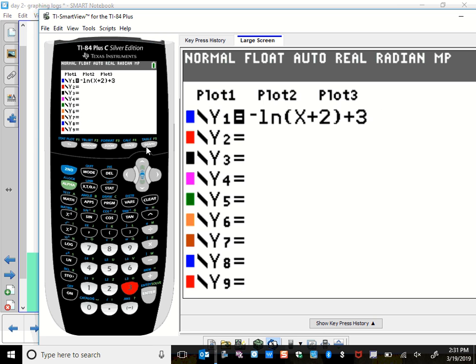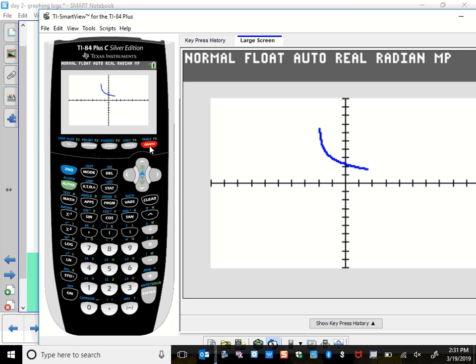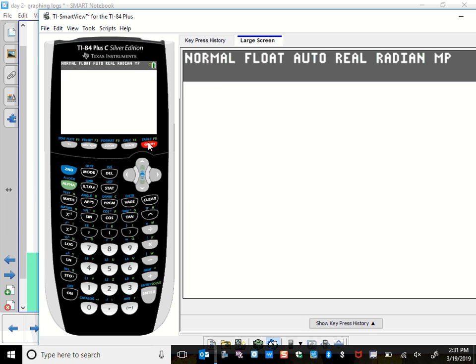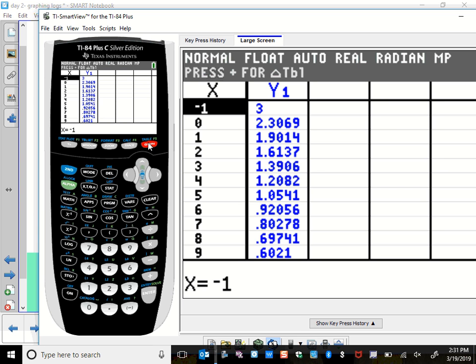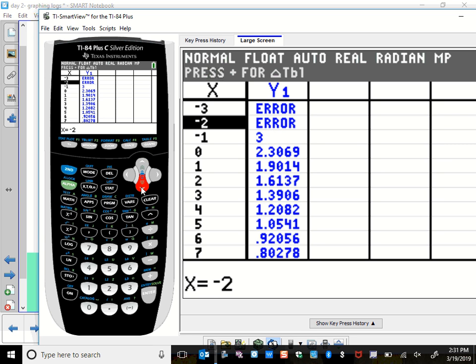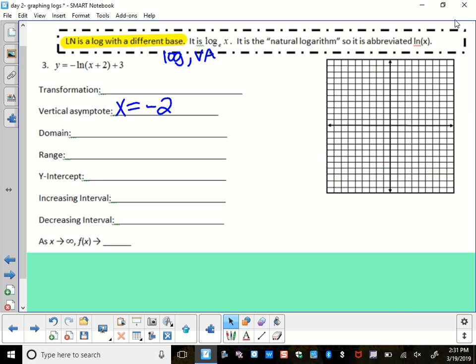Alright, now let's graph it. Let's see what it should look like. Alright, good enough. Looks like the letter L, kinda. I'm going to get an easy point. Oh, there we go. -1, 3. If we were confused about our asymptote, what's the first error that we see? -2. It tells us right there. So I'm going to make my dotted line at x is -2.